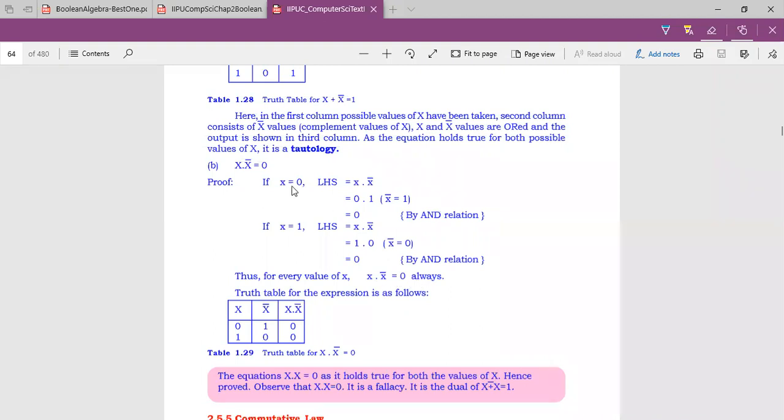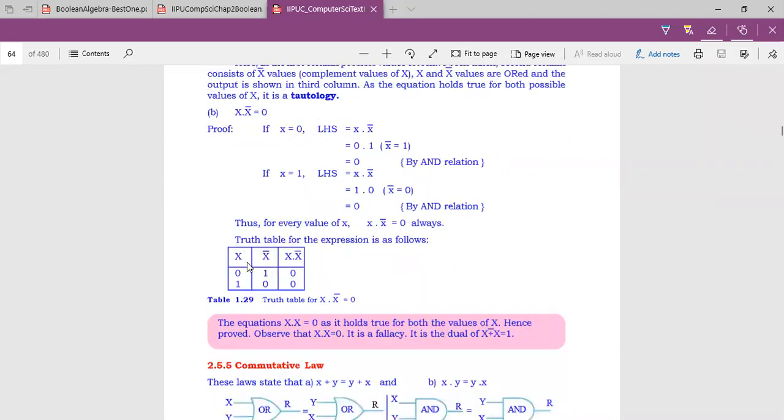Whatever the value of x, whether it is 0 or 1, we are getting x dot x bar equal to 0. That we have seen using the substitution or partial or perfect induction method. Now prove this using the truth table. X, x bar, x dot x bar. We get 0 dot 1 is 0, 1 dot 0 is also 0. So in both cases, whatever the value of x, the output is always 0. Thus, observing the last column of the truth table, we say x dot x bar is 0 is proved.